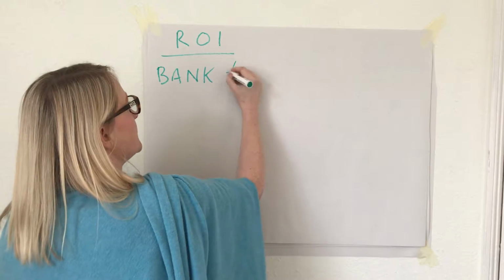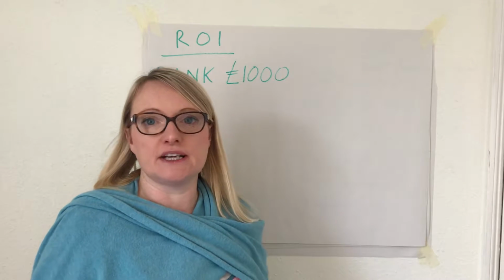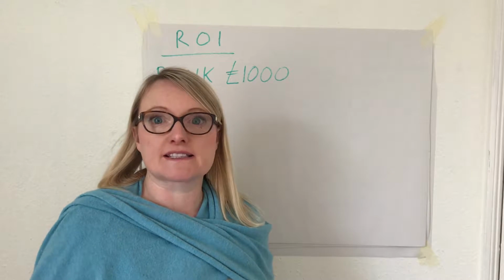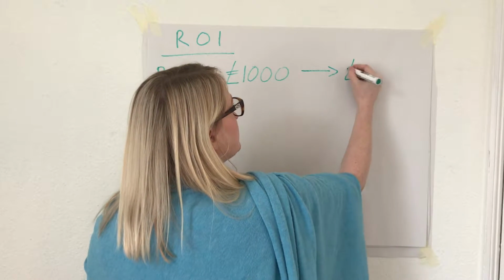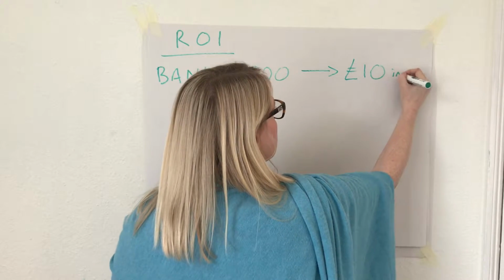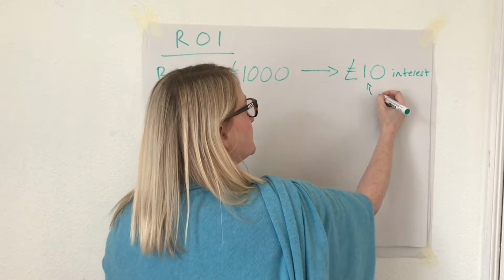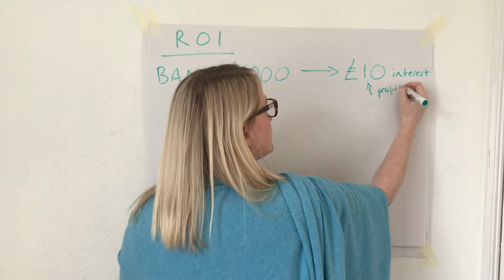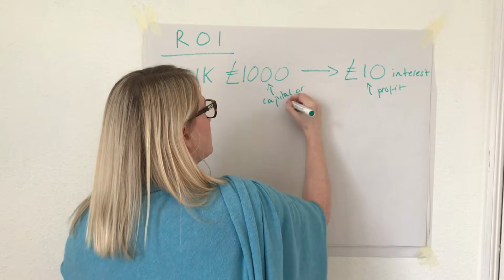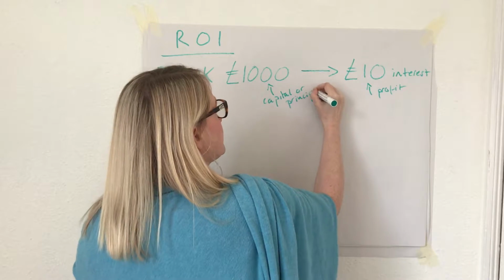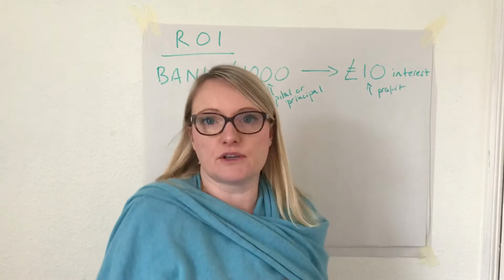So if you put £1,000 into a bank savings account, and at the end of the year they gave you £10 interest. Now this is your profit, and this is your capital, or another word for it is the principal. So that's the principal and interest, the capital and the profit. You can call it either of those things.